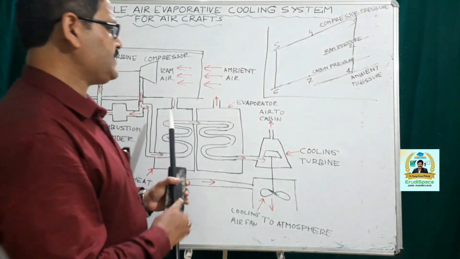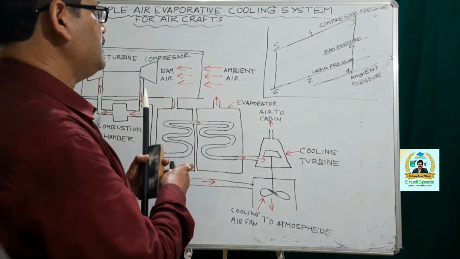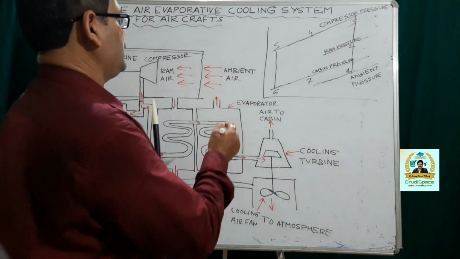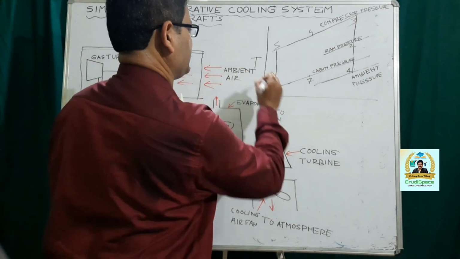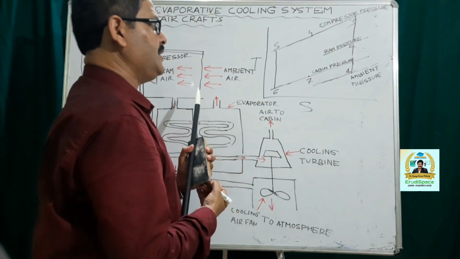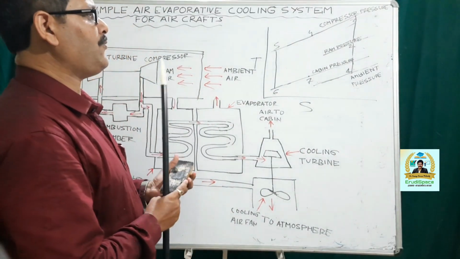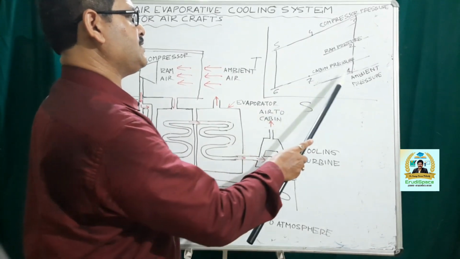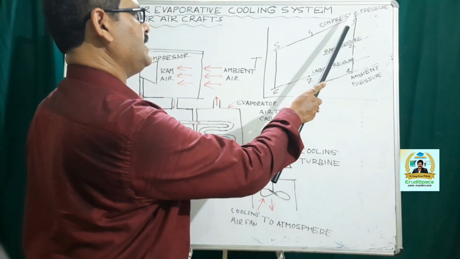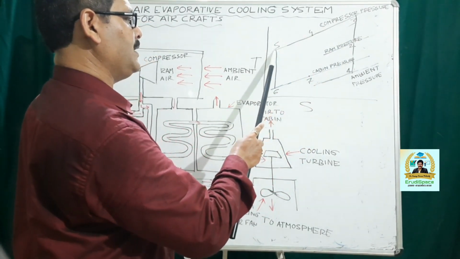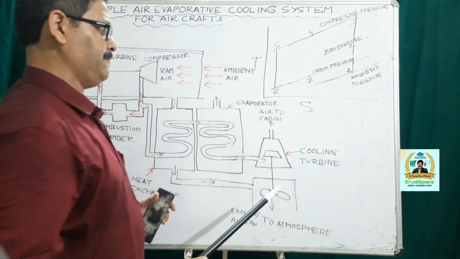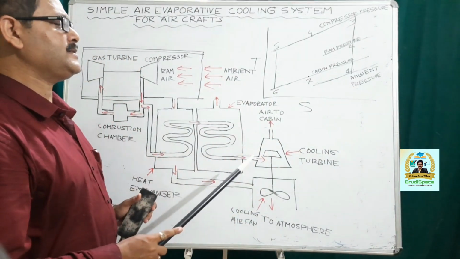Now we'll discuss the processes with the help of the temperature entropy diagram. So you have processes 1-2, 2-3, 3-4, 4-5, 5-6 and 6-7. So what are these processes?